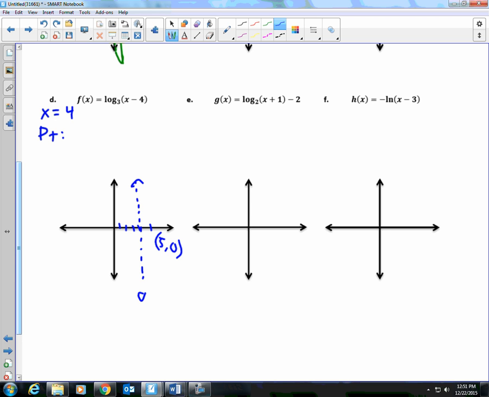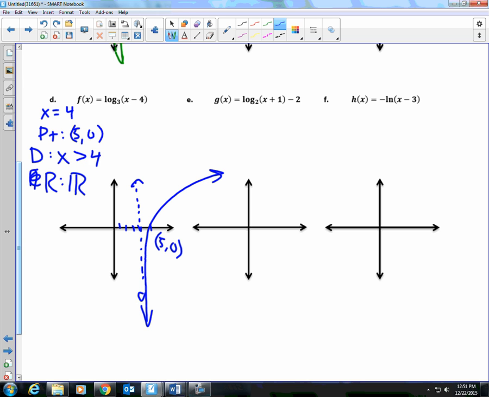Start down, finish up, start up, finish down. Start down, finish up, pass through 5, 0. Domain. And range. Yep.